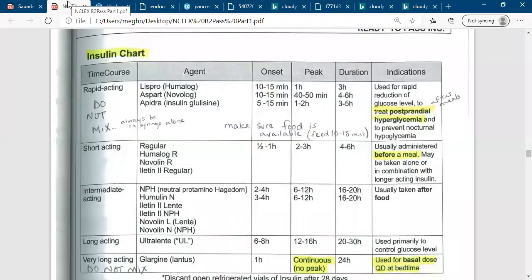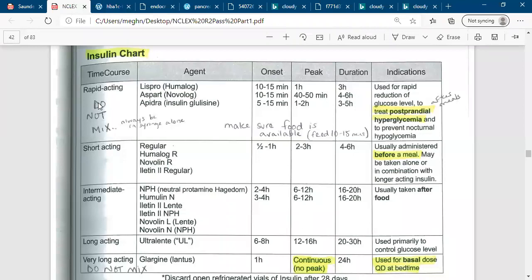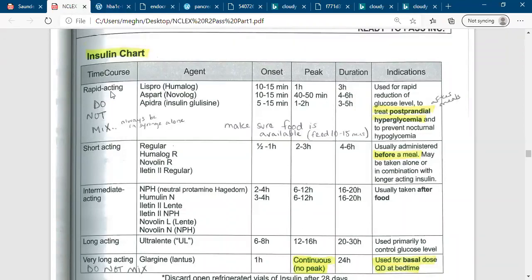So I'm going to go back here. Do you remember I told you the rapid-acting insulin usually is not mixed with any other insulin? But the short-acting insulin sometimes is mixed with the intermediate insulin. So the question comes, which one do we take first, that I talked about a few minutes ago. Short-acting, regular; intermediate, NPH.